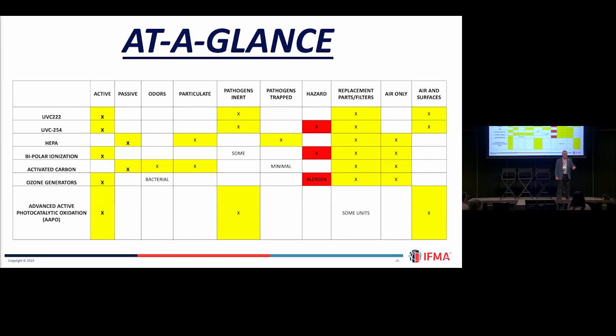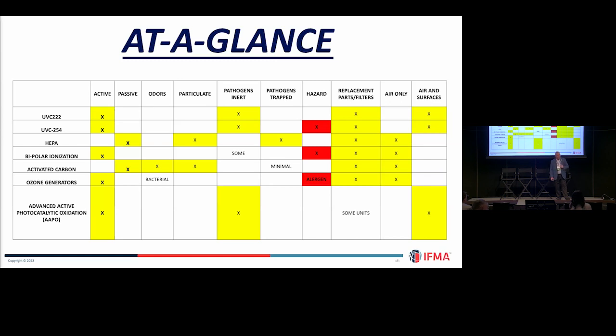Replacement parts. How many PMs do you want to add to your team? Do you want to be replacing filters every month or every quarter or whatever the various filters might require? Do you want to be replacing UV lights on a regular basis? What's best for you and your team and your built environment? All questions that need to be asked.